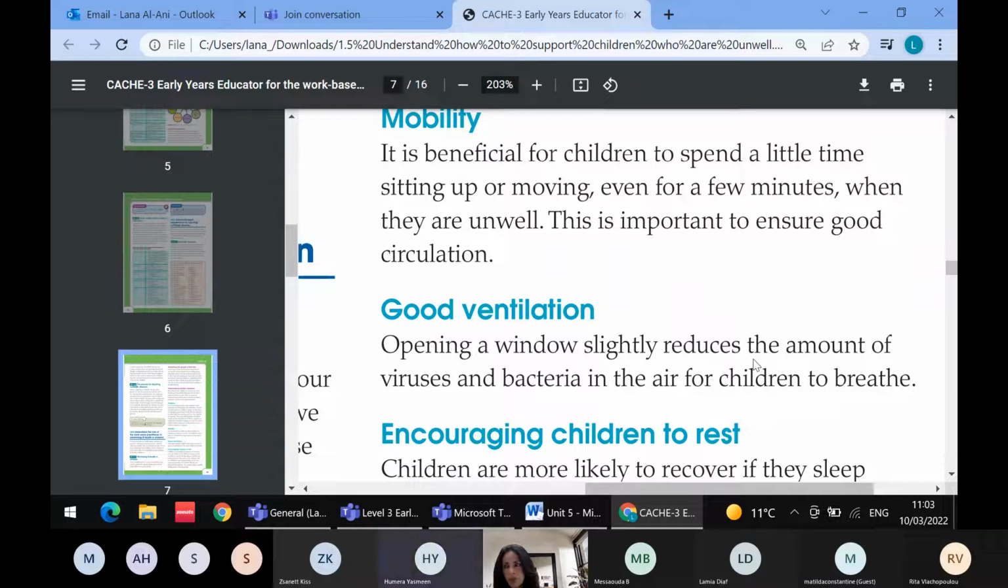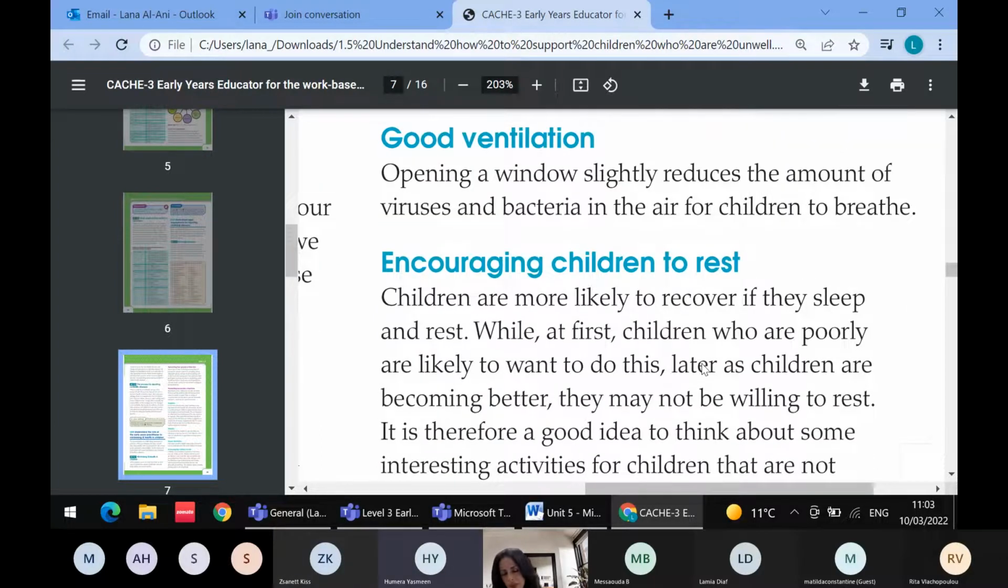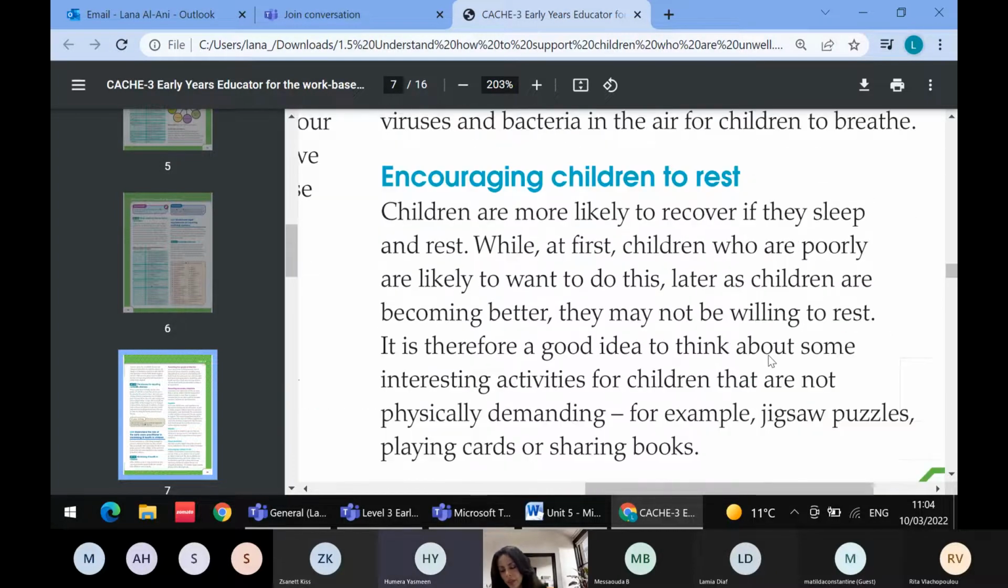And why? Because it encourages good circulation of the blood. And also, as your colleague said, we need good ventilation, opening windows. This is how we get rid of the viruses and the bacteria in the air. Why? Because the fresh air will come in and the bad air will go out. The hot air always moves up and goes out of the room. So we need to have good ventilation. Any other things we can do?